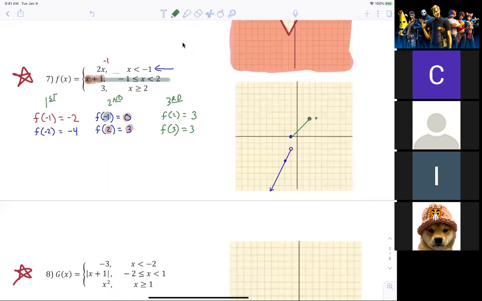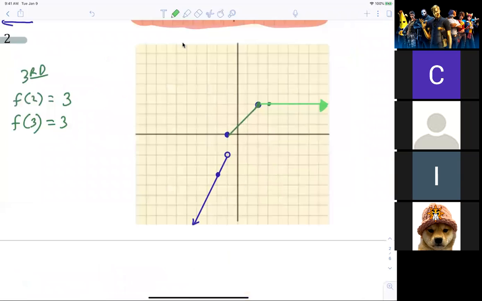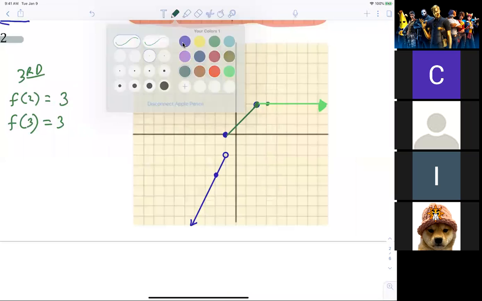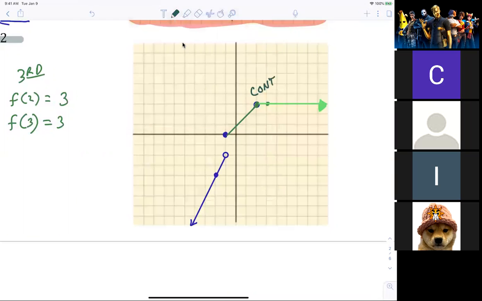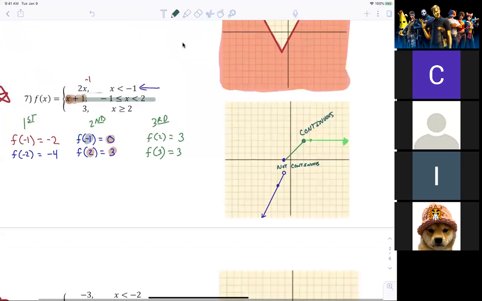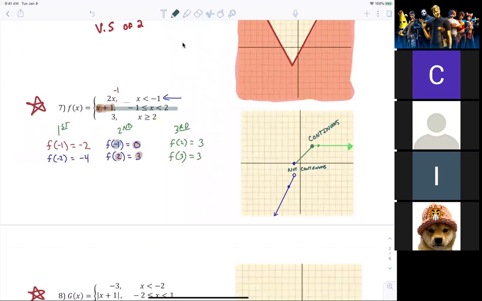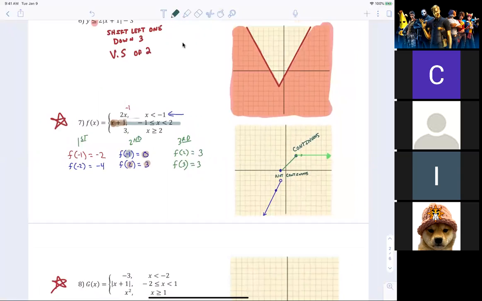So the last piece of that is this. Right now, it's important in math. You're supposed to know that at this point, it is continuous. And at this point right here, it is not continuous. And you're going to spend a whole lot of time in calculus talking about that. All right, very good. Anybody have any questions?